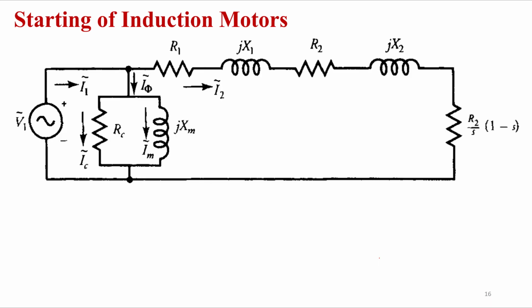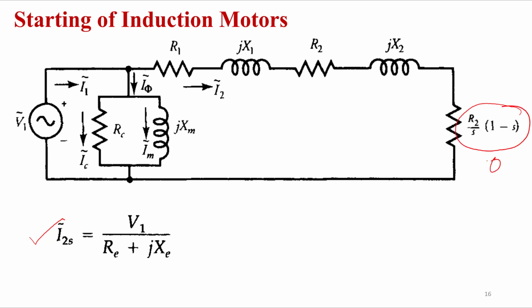We'll see here from this. Under starting condition, what happens? The current I2 will be V1 by Re plus jXe, because the dynamic resistance will become 0. So it will be V1 by Re plus jXe, where Re is R1 plus R2 and Xe is X1 plus X2.